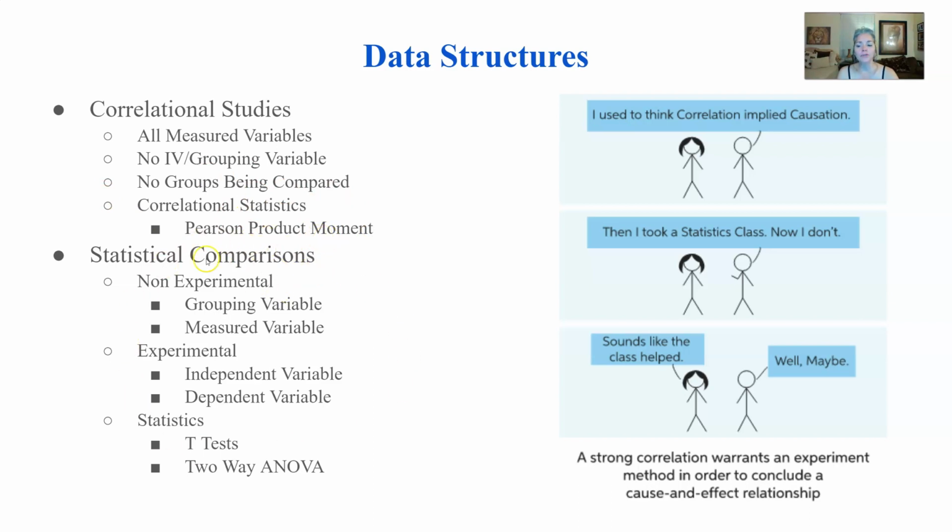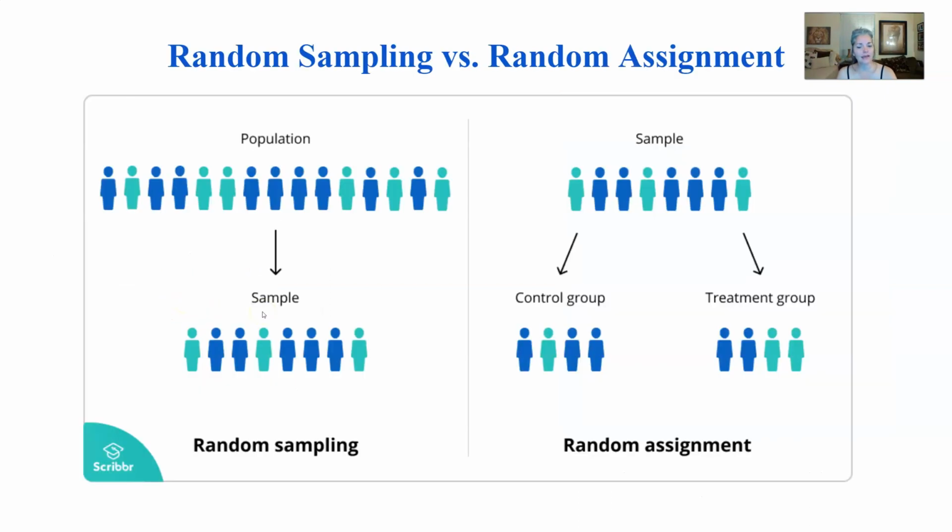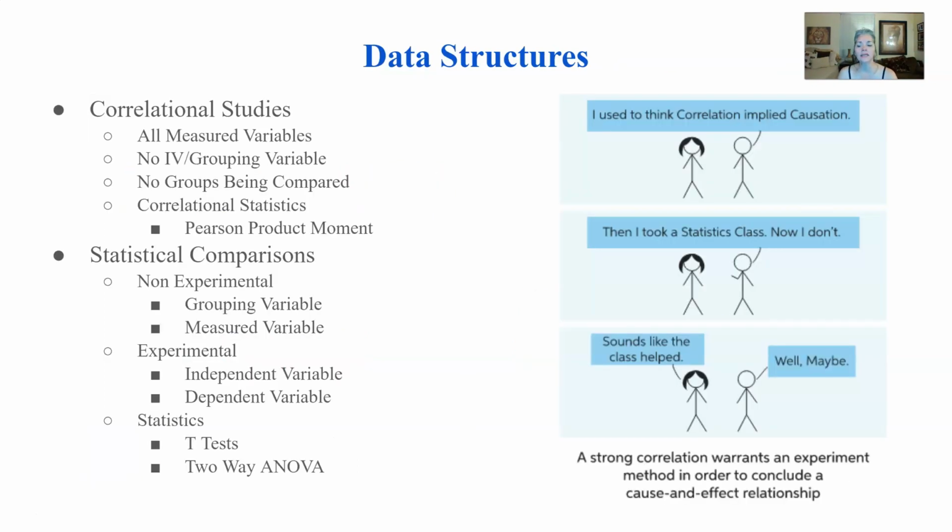And then when we're talking about comparative data structures, you're comparing groups. That can be non-experimental, right? Where instead of us assigning them to groups, they already come in groups. Maybe we're comparing LGBTQ students to non-LGBTQ students. Maybe we're comparing Democrats to Republicans, right? So they already come in a predetermined group. We're not randomly assigning them to groups. In that case, it's a non-experimental study.